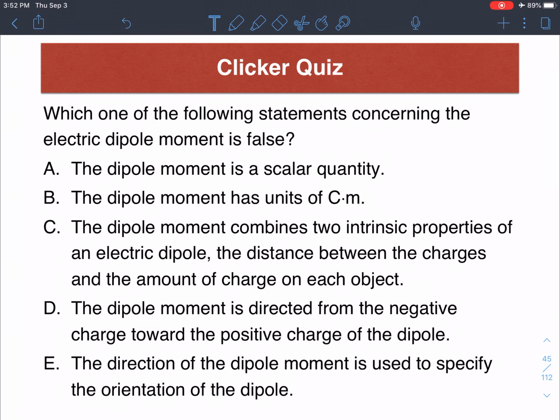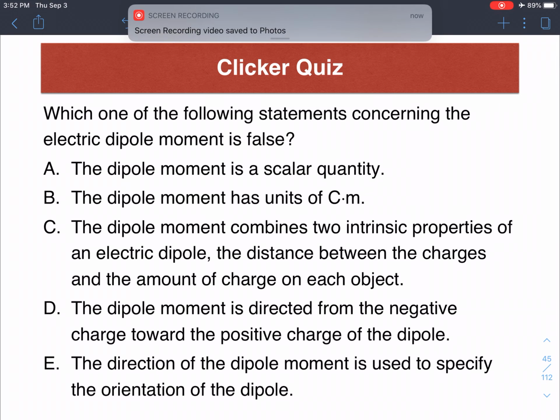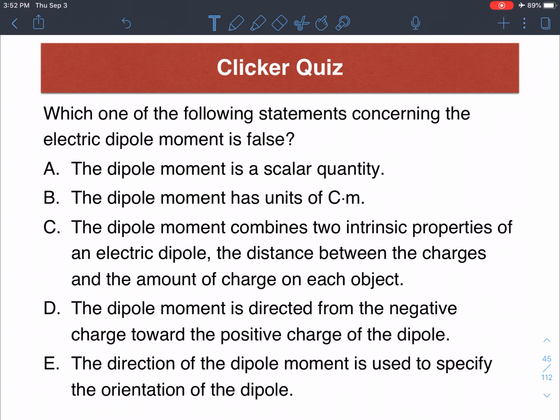So now we have a practice question. Which one of the following statements concerning the electric dipole moment is false? So we're looking for a false statement. The first one is, the dipole moment is a scalar quantity. We just said it is a vector quantity, right? So we got our answer on the first try.